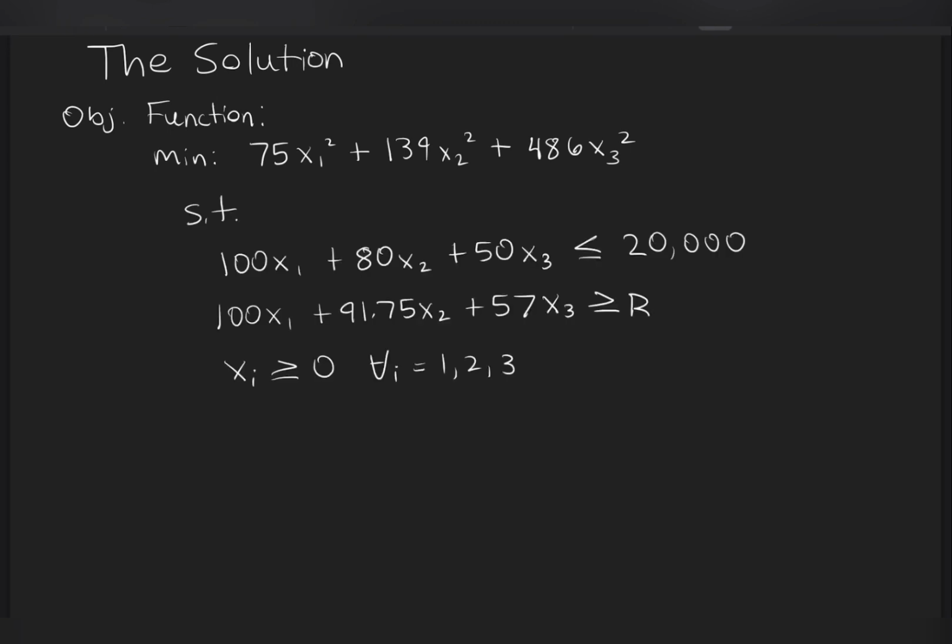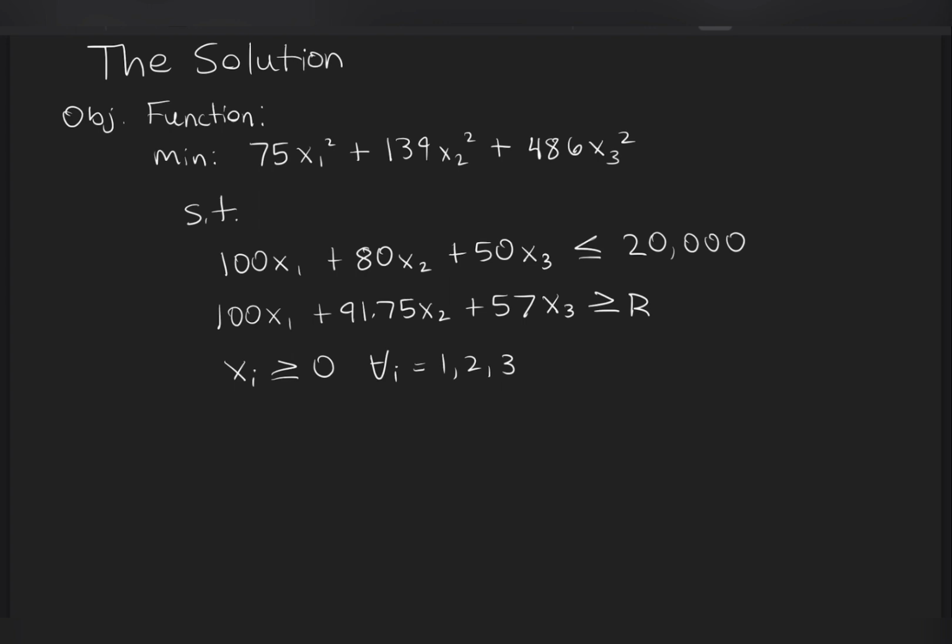Let's talk about our constraints. So we have $20,000. The prices of the stocks are multiplied by the number of stocks that we buy, and all of that added up together has to be less than or equal to $20,000, because $20,000 is the amount of money we can spend, and that's the maximum.